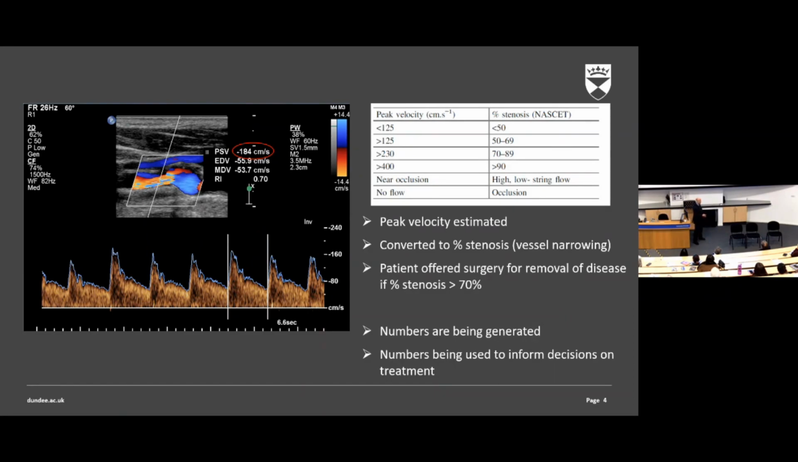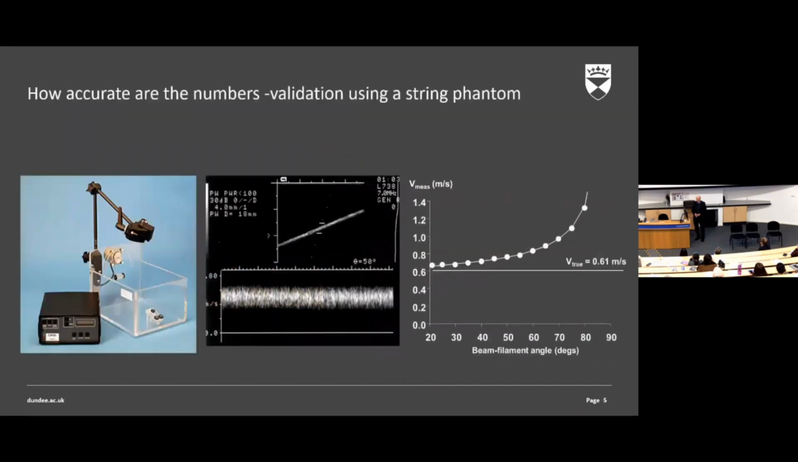But the point I would like you to gather from this is that as a result of this examination, numbers are being generated. In this case, this is a physical measurement of blood velocity. And these numbers are being used to inform decisions on treatment. So I'm a physicist. Physicists care a lot about errors. And so the next slide is concerned with looking at errors in the measurement of blood velocity using an ultrasound system. So on the left here, we've got a string phantom.